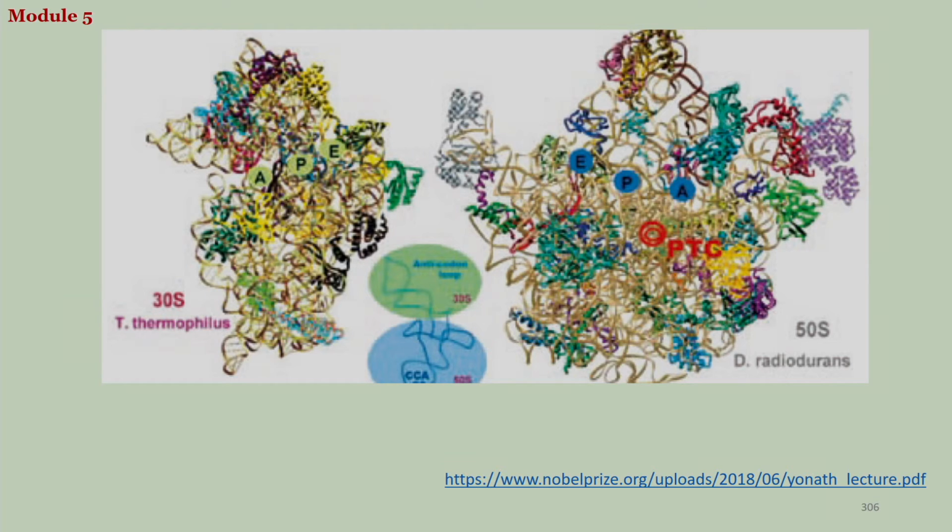This is another picture of the ribosomal subunits, 30S and 50S, taken from the Nobel lecture of Professor Ada Yonath. You can see this is the E site, this is the P site, and this is the A site. The same is here: the A site, P site, and the E site.